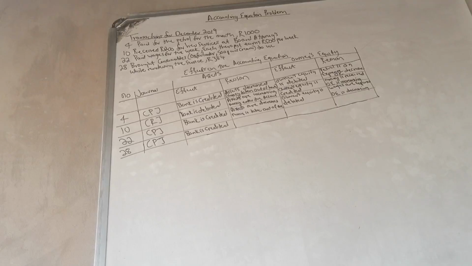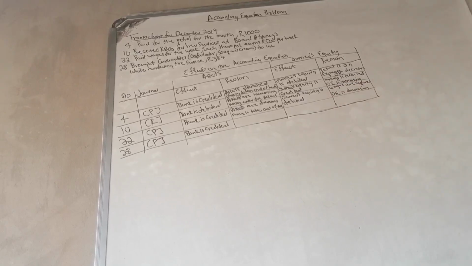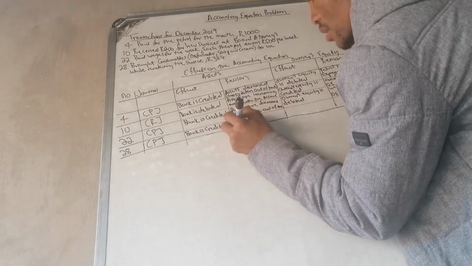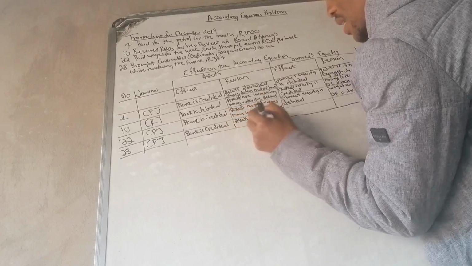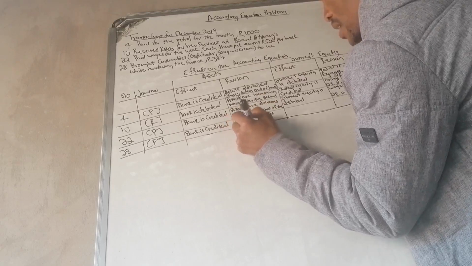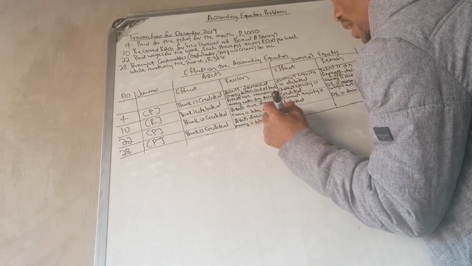Now, what would be the effect? The reason again. Assets, are they increasing or decreasing? Our assets are decreasing, because the bank was credited. Money is taken out of the account.